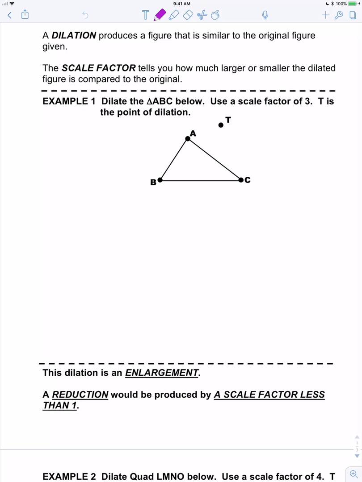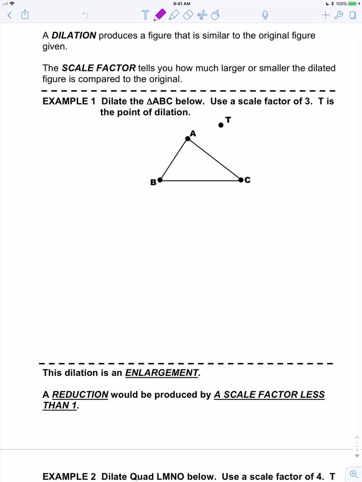All right, we're going to talk about dilations and scale factors, and this video is going to be a little bit harder to do without graph paper and a ruler to show you exactly how these are done. But what I want you to understand from this section is that a scale factor is how much we're enlarging something or how much we're reducing something.